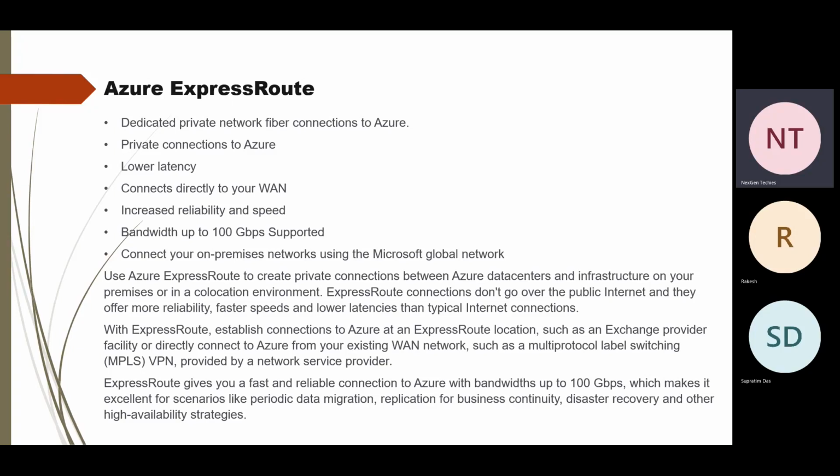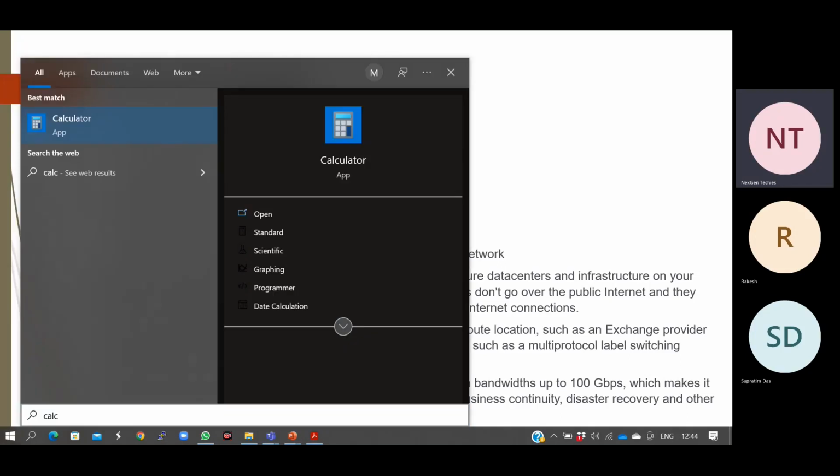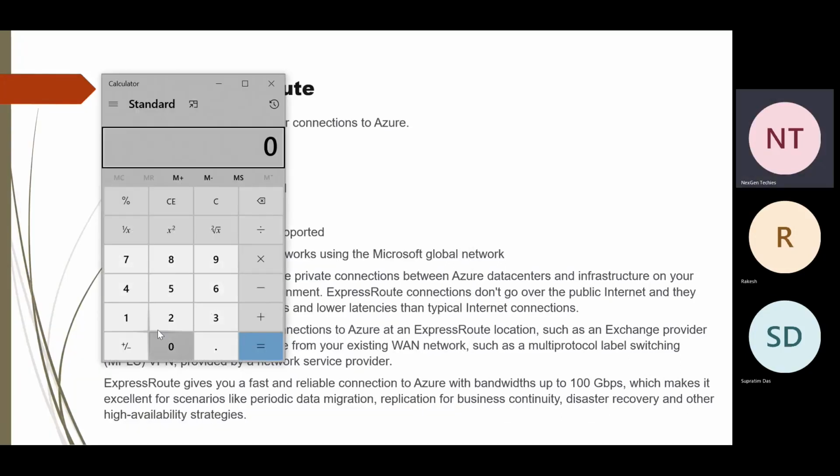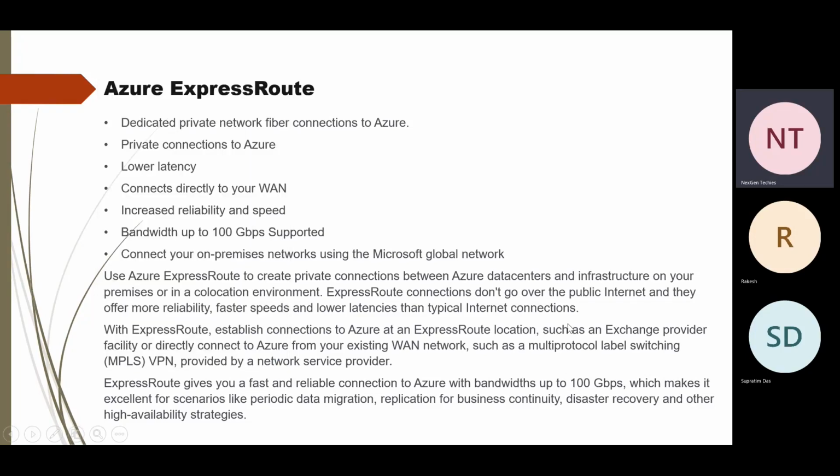Okay, if you have a bandwidth of 100 Gbps and your export size is 1 TB, how much time will it take to copy 1 TB? 1024 divided by 100. So it will take 10 to 11 seconds to transfer 1 TB using 100 Gbps. In those 10 seconds it will transfer your 1 TB from on-premise to Azure.